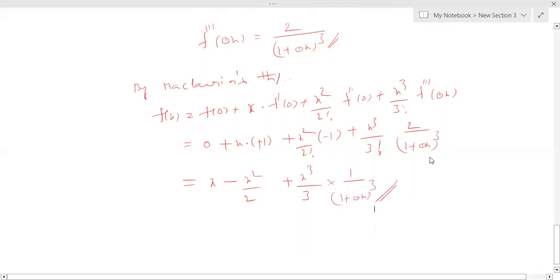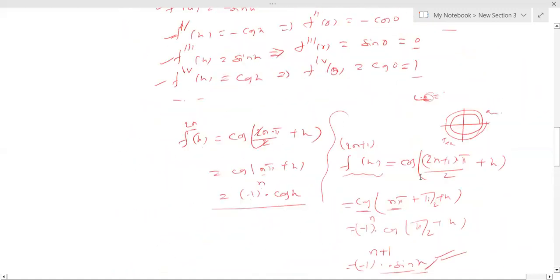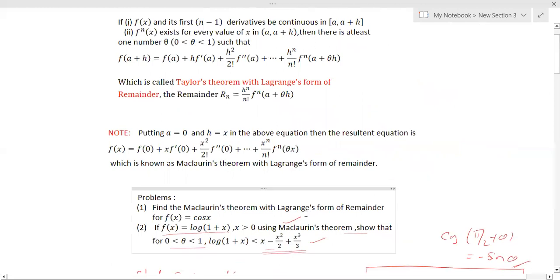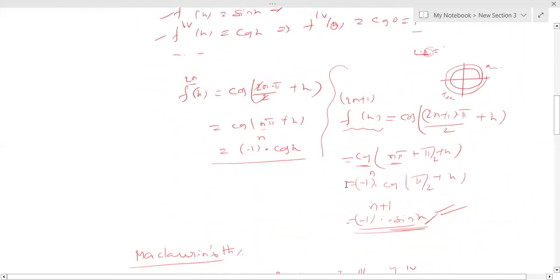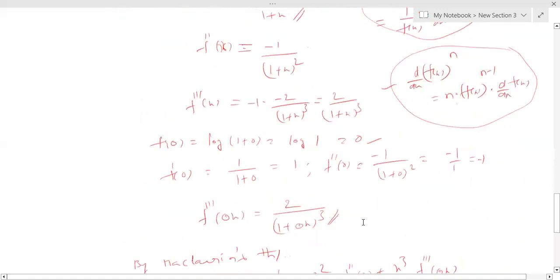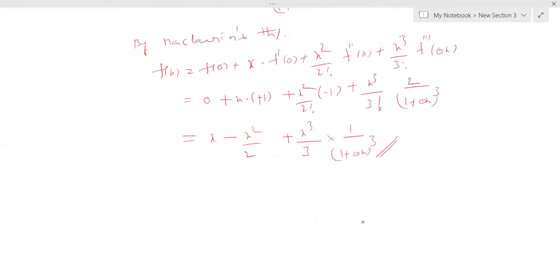This is the expression. But we have another thing also in the same problem, using 0 less than theta less than 1. Applying Maclaurin's theorem, we find the expression up to 3 terms. In the third term, we have an error. Now using that and using 0 less than theta less than 1, we want to show that log of 1 plus x is less than x minus x square by 2 plus x cube by 3. So give equation number 1.